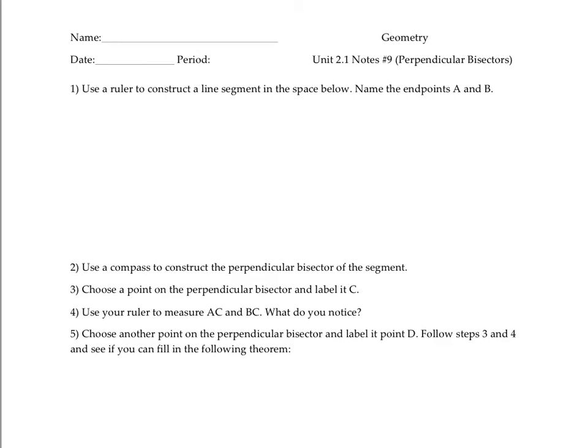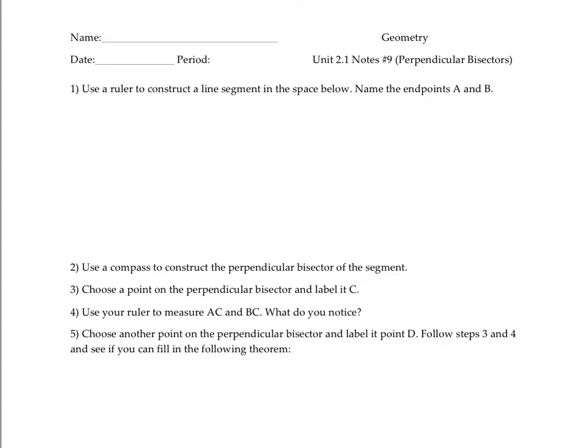Hey everybody, today's lesson from Unit 2.1 will cover perpendicular bisectors. So the first thing we need to do is review how to construct a perpendicular bisector of a line segment. For today's lesson you need not only your pencil or pen, but you need a compass or other construction tool and a straight edge.